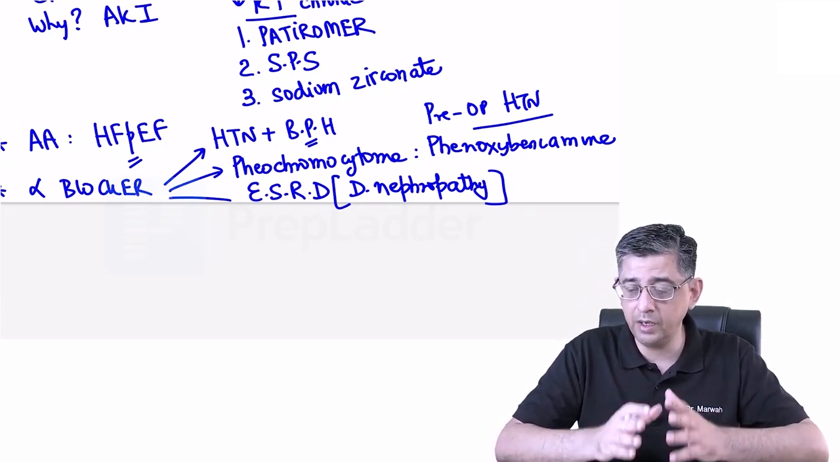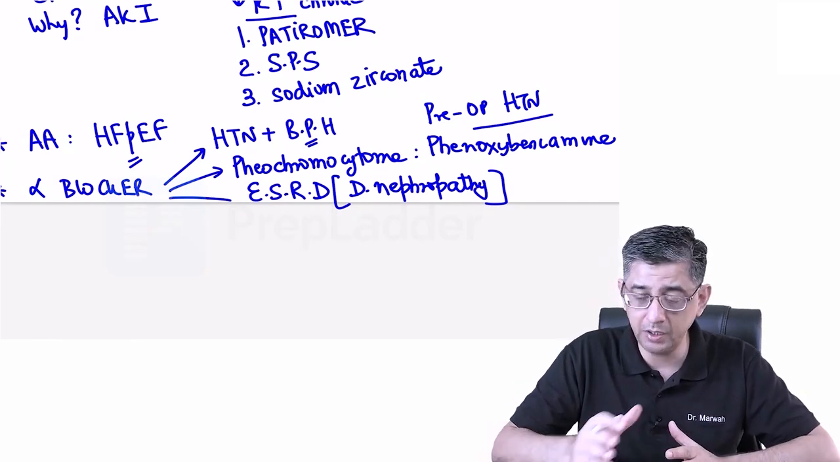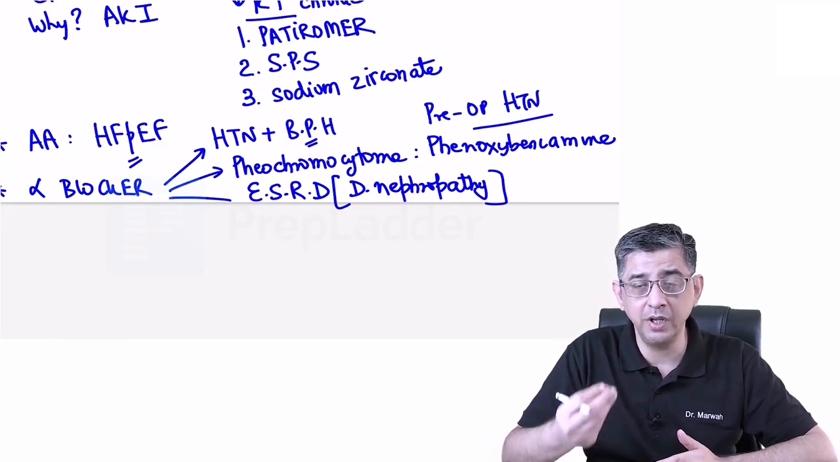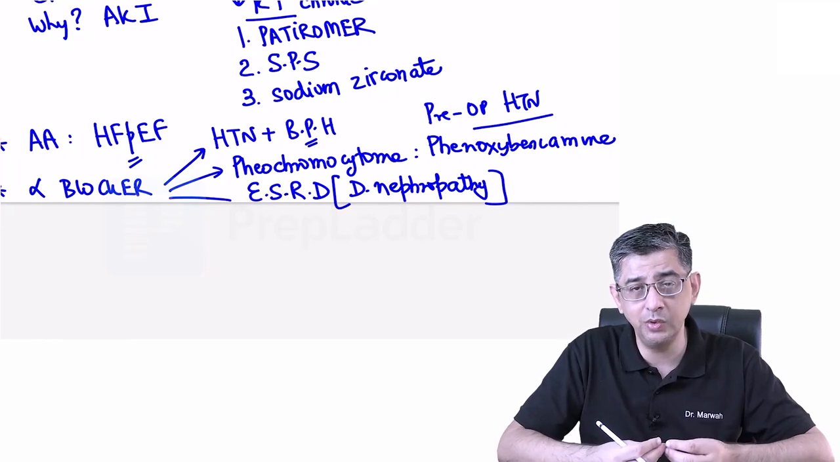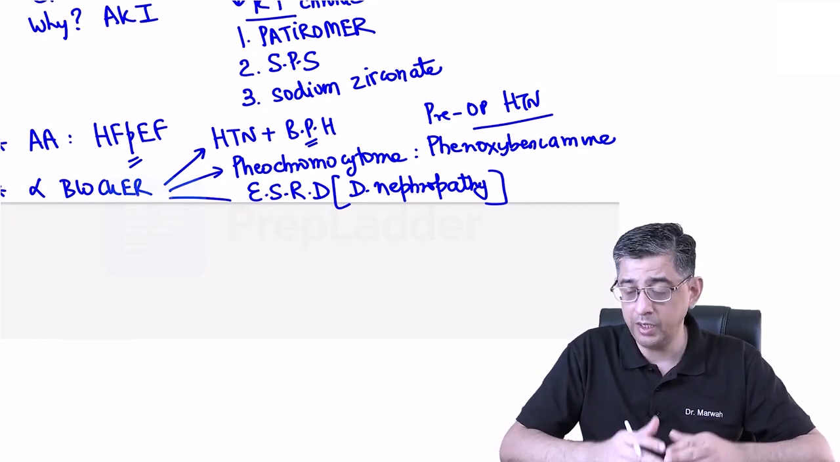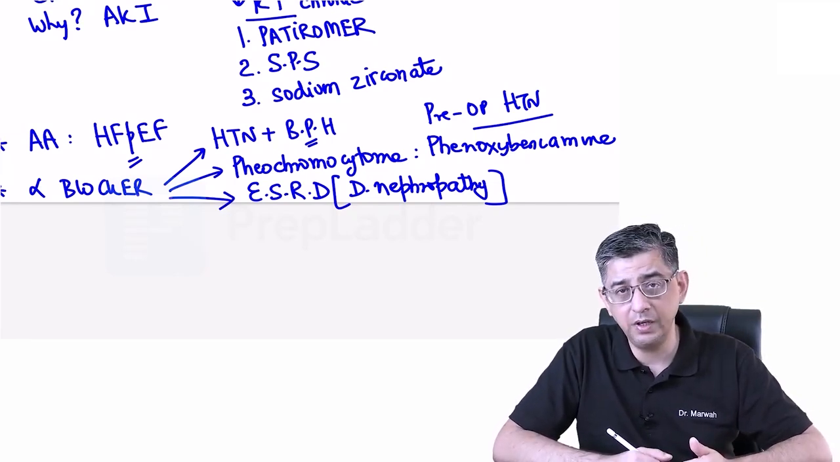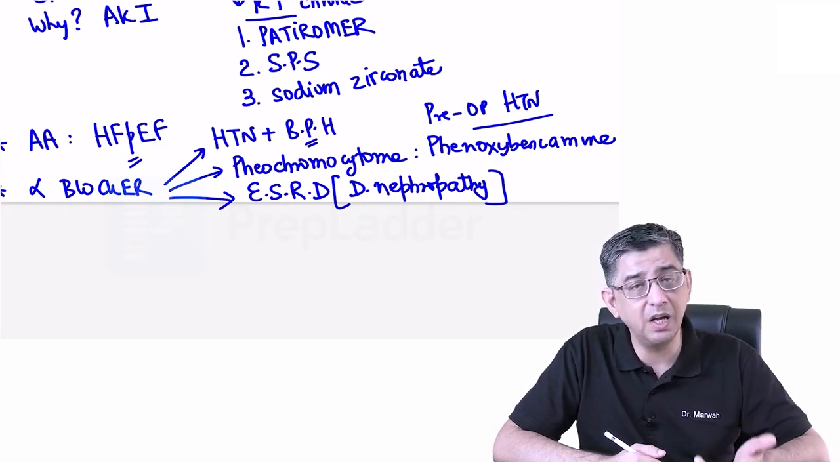Because after all, why are we having substantial amount of hypertension in ESRD? It is a high renin state, aldosterone values are elevated, angiotensin 2 values are elevated. Angiotensin 2 is a powerful vasoconstrictor. I cannot use ACE inhibitor at this point of time because of the fact that potassium will be grossly elevated. So the only drug that I'm left with is alpha blocker.